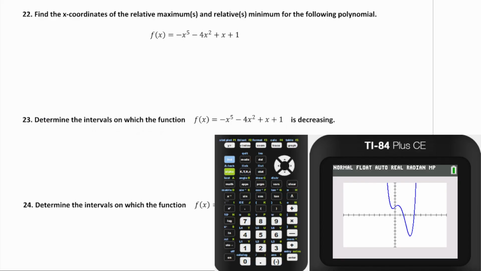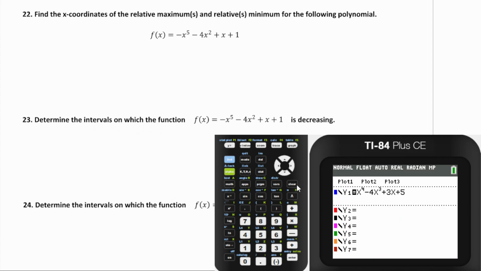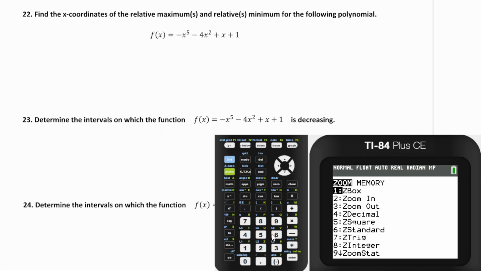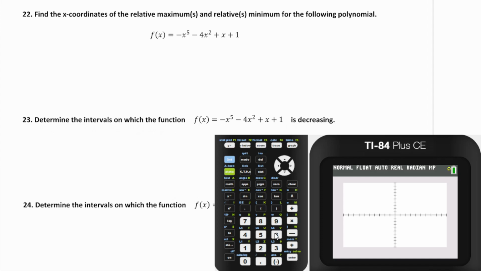The next set of problems is asking all about this function: negative x to the 5 minus 4x to the 2 plus x plus 1. I'm going to zoom to the standard window and see what's going on here.